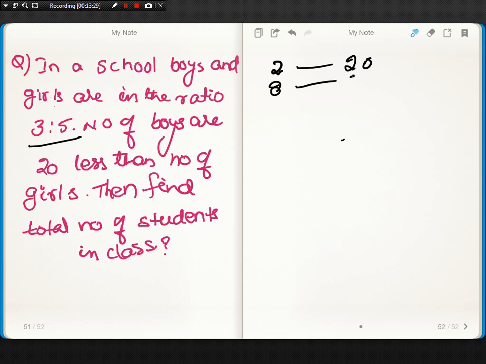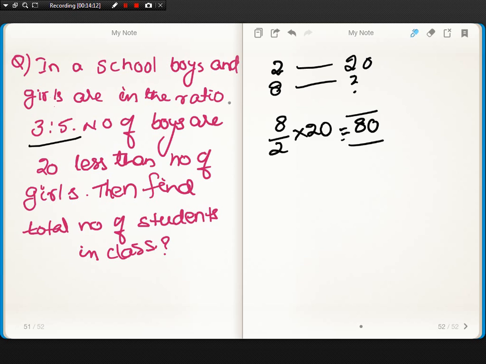Total students, 8 parts, is how much? Then simply 8 by 2 into 20, that is equivalent to 80. Total 80 students are there in the classroom. Total 3, 5, 5 minus 3, 2 parts, and the difference in the students is 20. Boys and girls difference is 20, so 2 parts are equivalent to 20. Then I need the total number of students, girls and boys together, so 8 parts. 8 parts are equivalent to how much? Simply 8 by 2 into 20, that is equivalent to 80.